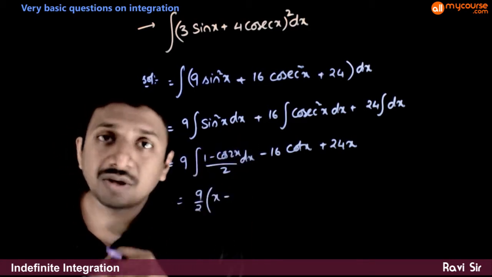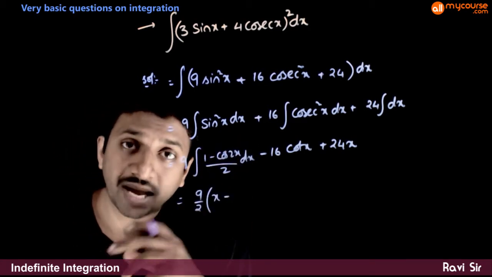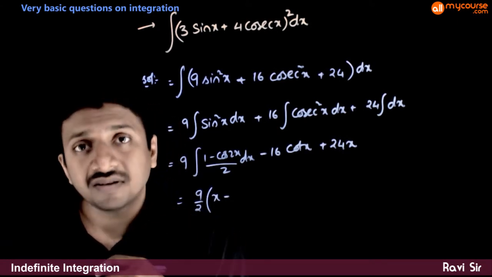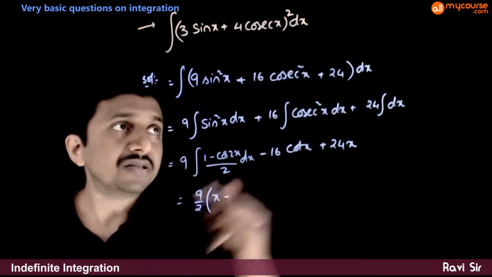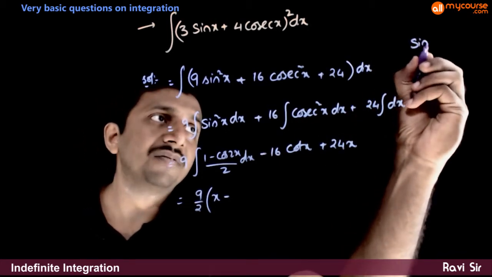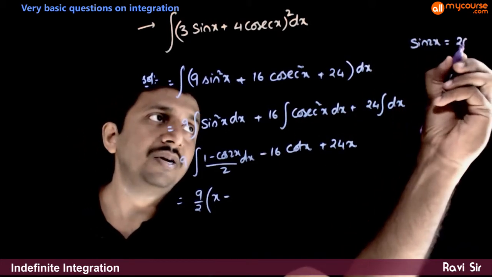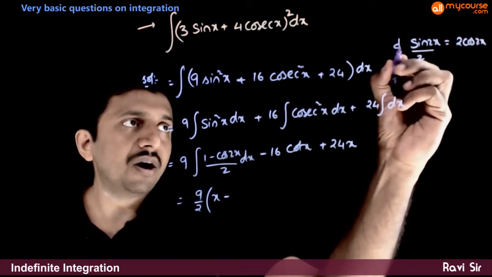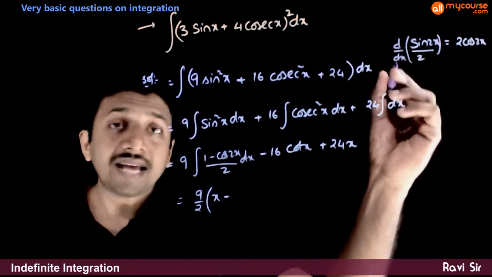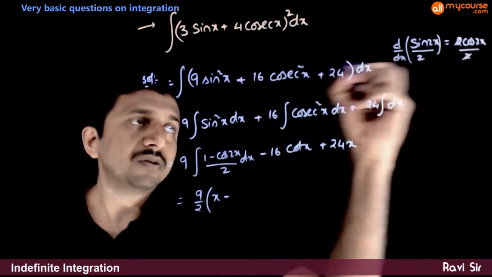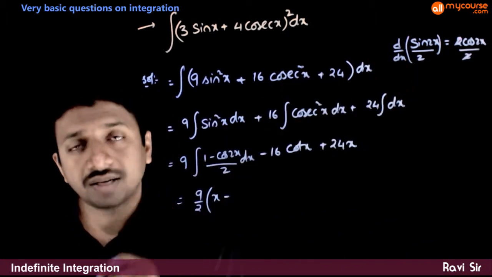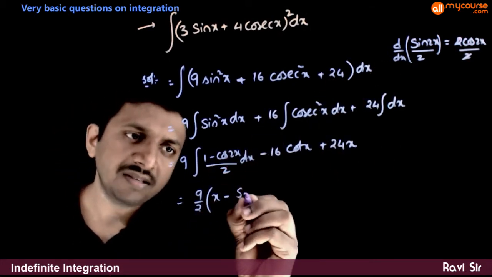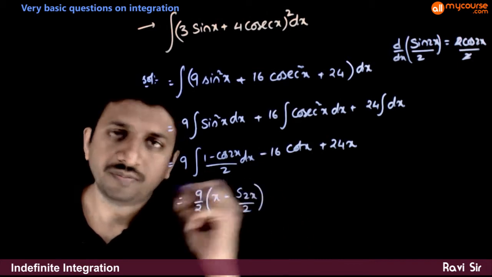So what is the integration of cos 2x? You have to think about what is a function whose differentiation becomes cos 2x. As you can see, the differentiation of sin 2x is 2 cos 2x. So what is the differentiation of sin 2x by 2? The 2 and 2 get cancelled, you get cos 2x as the differentiation. So integration of cos 2x is sin 2x by 2.